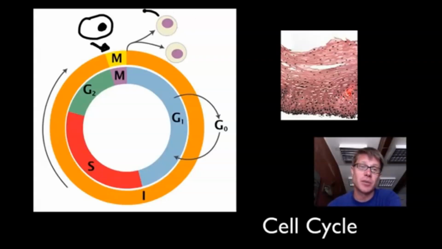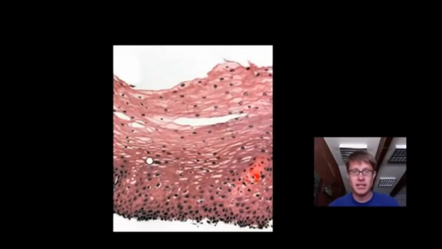Each of those cells, remember, could go back into the cell cycle. And so this is how we make all the cells in our body. Now, I've heard that a lot of the dust in a room actually is dead skin cells. And this is what skin looks like.